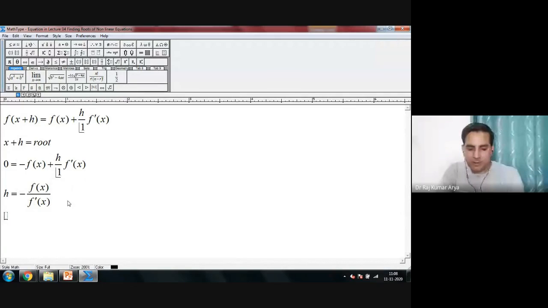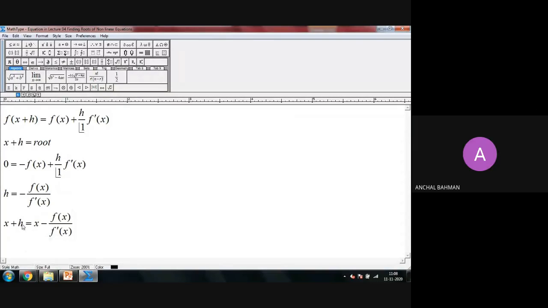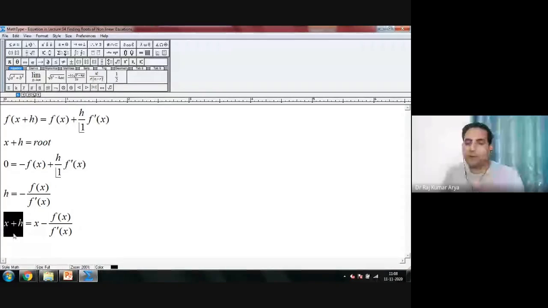Now, what should be your x plus h now? x plus h would be your x plus this value only. Practically, you can denote it x_{i+1} and this is your x_i. Correct? So that is another way of the derivation of the Newton-Raphson method.